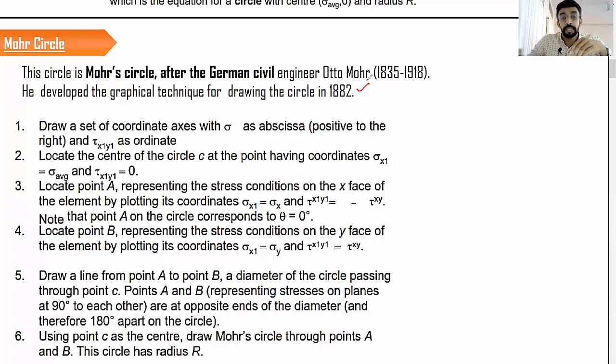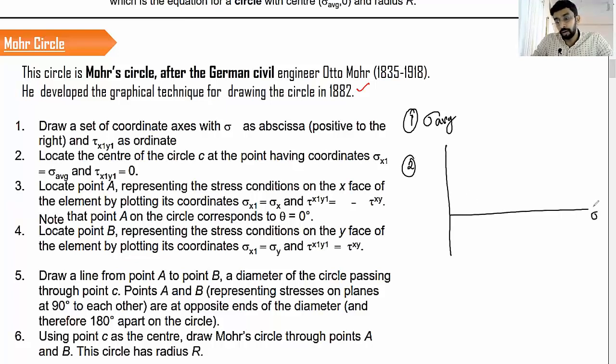First, I will explain the actual procedure that was given by these engineers, and I will make some arrangements in that equation to make it much more simple. So what they have asked us to do is, first, calculate the average value. Step number 1, we have to calculate the average value. Step number 2, we have to plot this value with sigma and tau as the axis, and we are supposed to plot the average value here. This is the sigma average, comma 0 value.